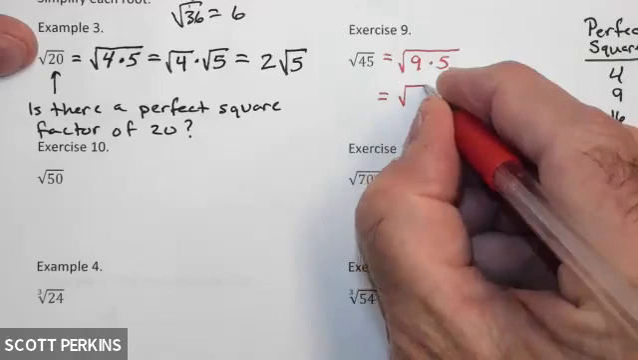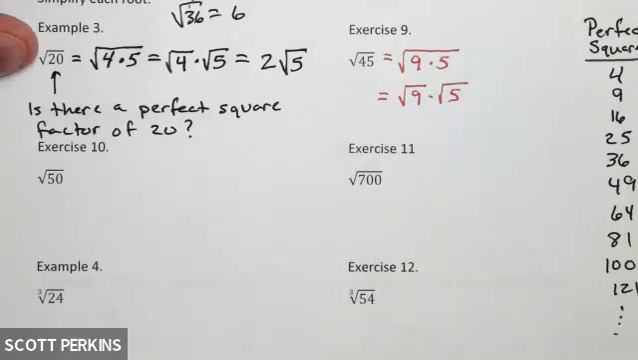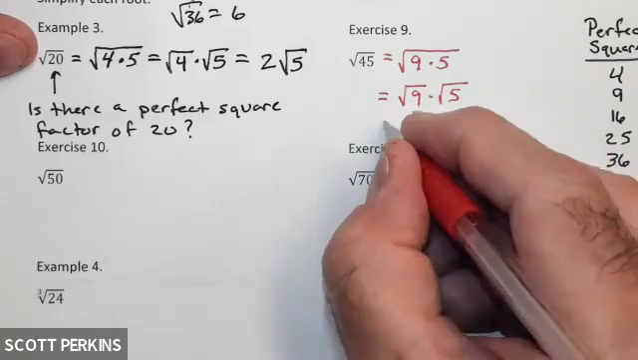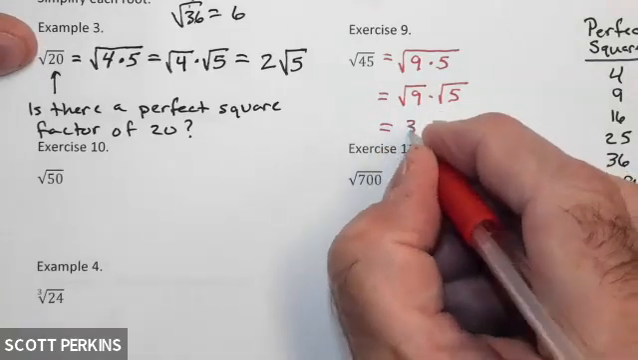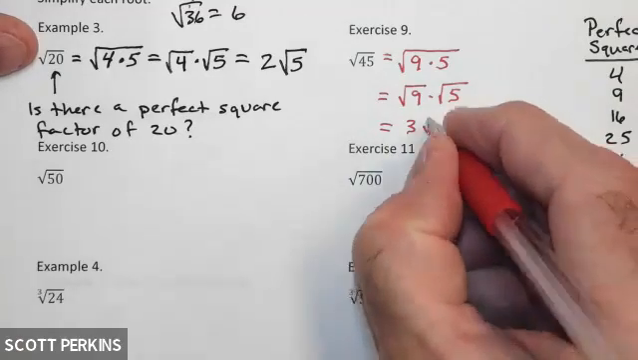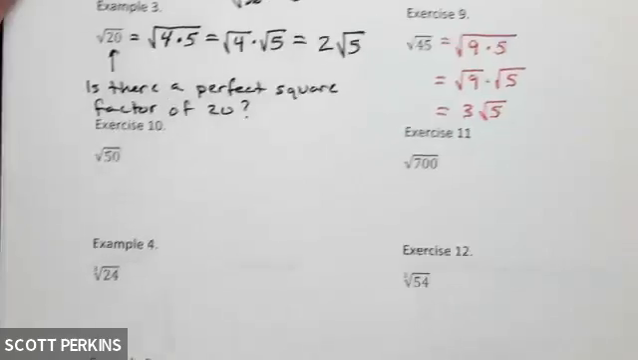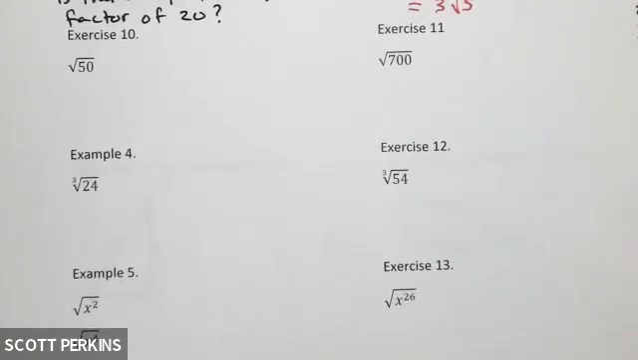I'm going to use the product rule of radicals now, and I'm going to separate them. And now the square root of 9, what is it? 3, no longer under a radical because I took the square root. Square root of 5 stays under the radical. Done. Anybody have trouble with that? Anything that you're unclear of that we need to talk about more? All right, then try the next one, square root of 50.